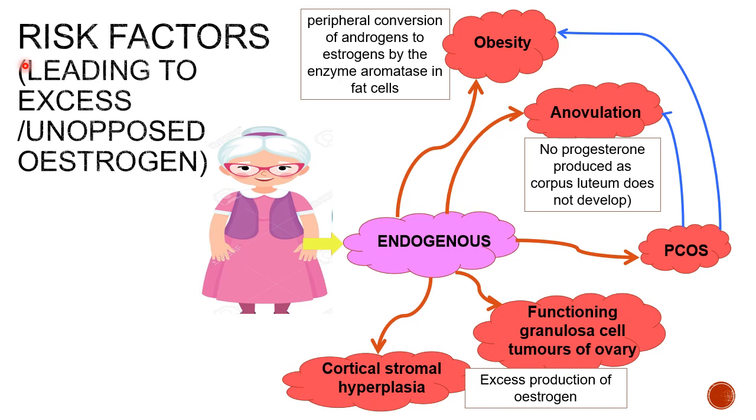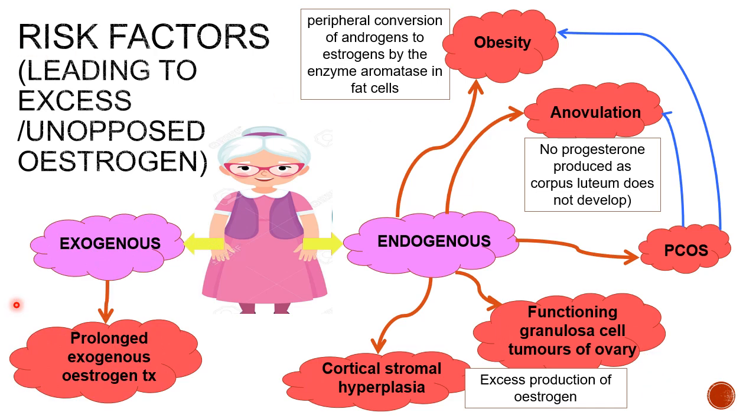In addition, there are two other conditions affecting the ovaries, which are functioning granulosa cell tumors of the ovary, as well as cortical stromal hyperplasia. These can be a source of endogenous estrogen because the cells in these conditions can produce estrogen.